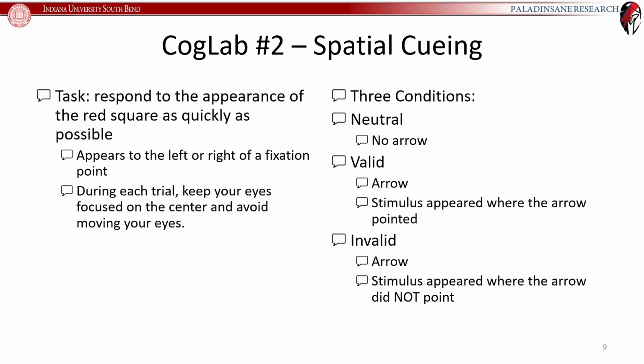And then the last thing that we have to set up here is that in order to make the arrow something that gave you information, where you would want to adopt a strategy of using that arrow for directing your attention, 80% of the trials with arrows were valid trials. So 80% of the time that arrow was telling you the truth, and only 20% were invalid. 20% of the time the arrow was not telling you the truth.